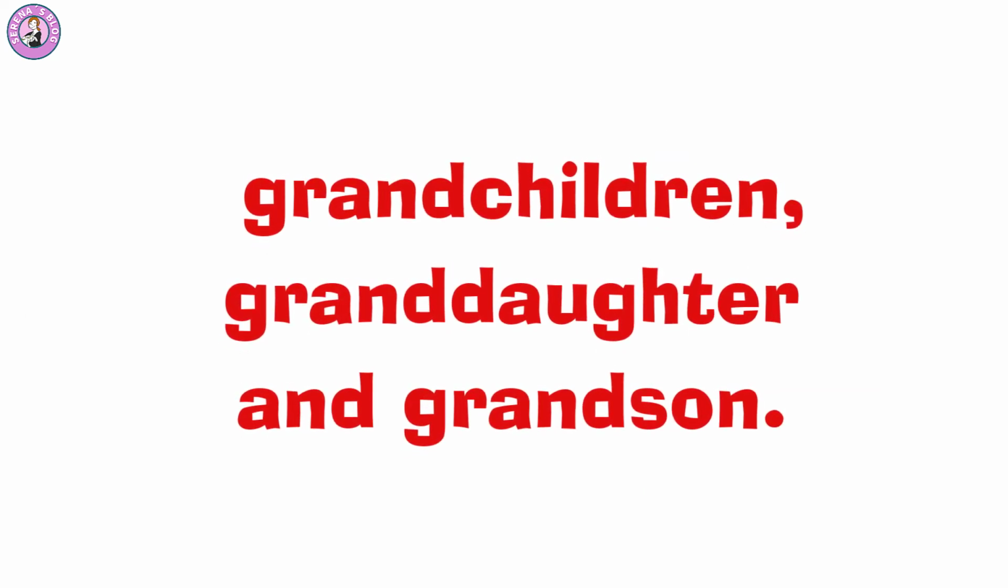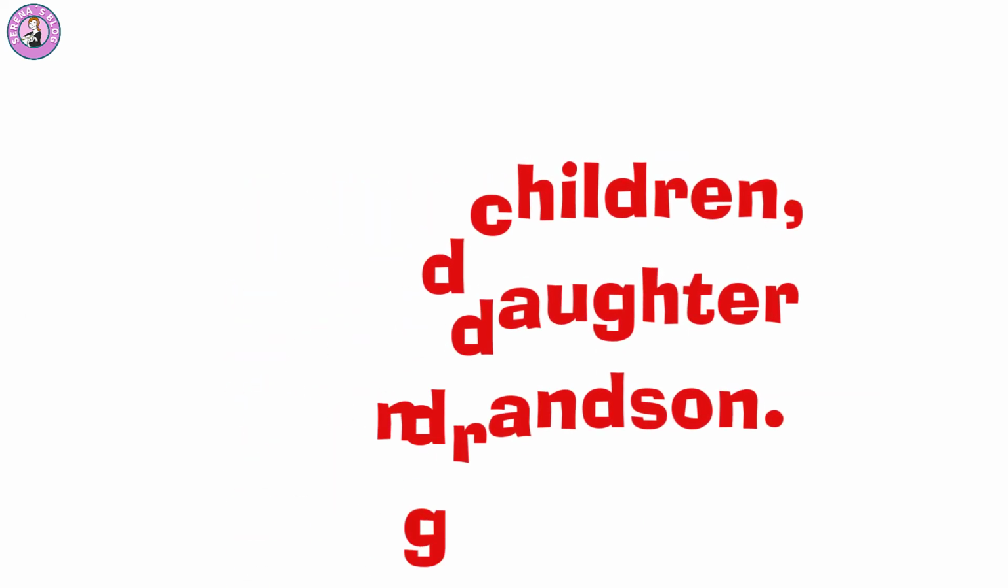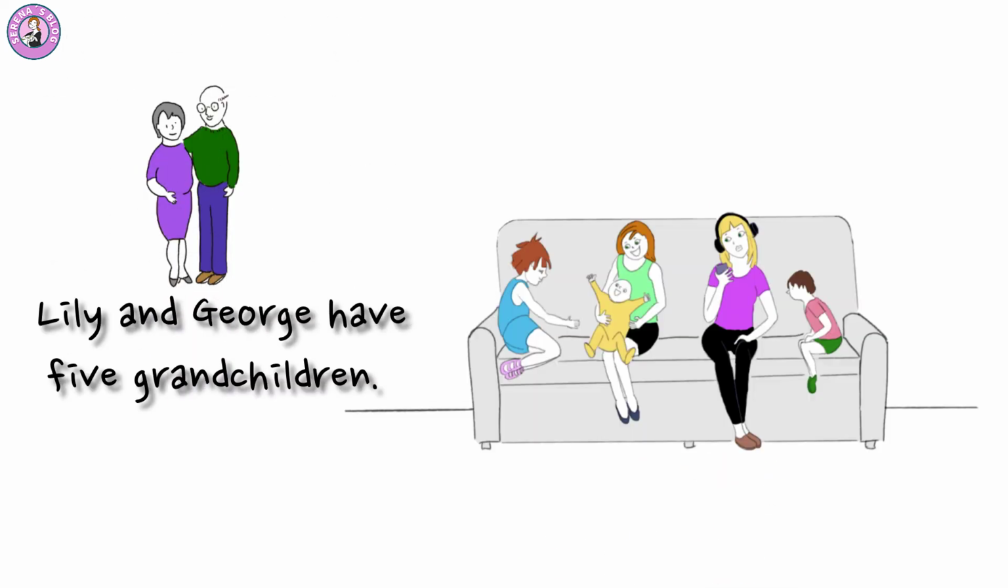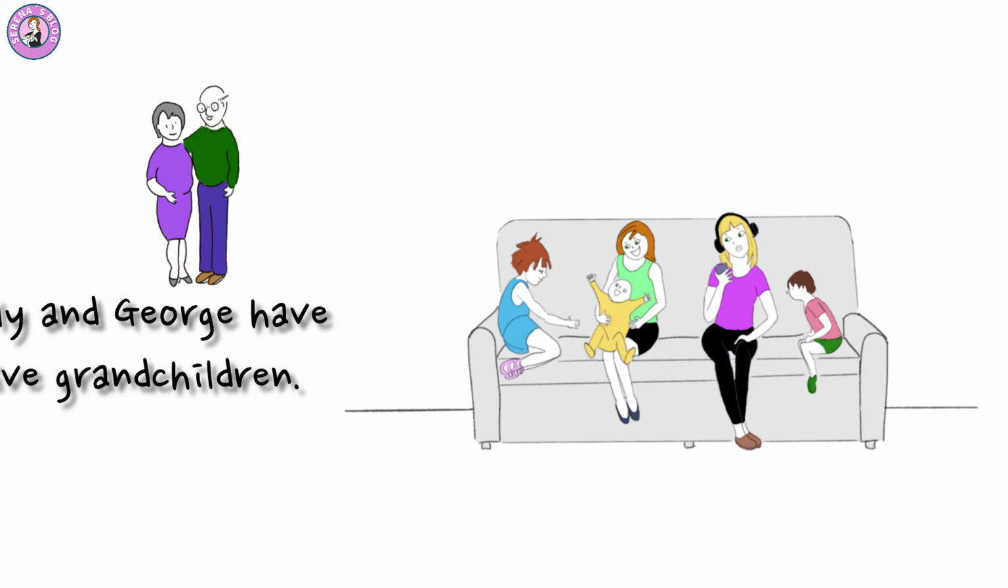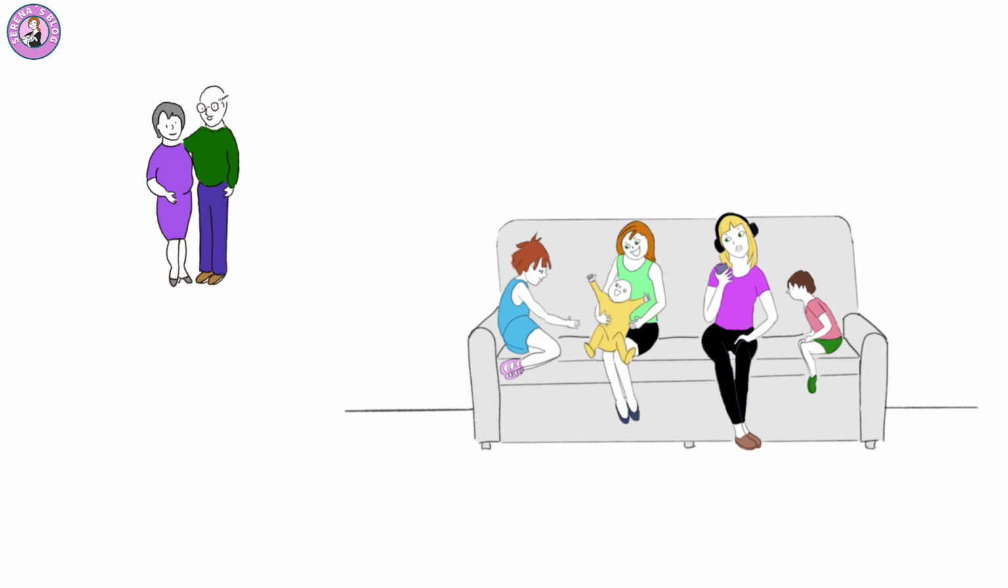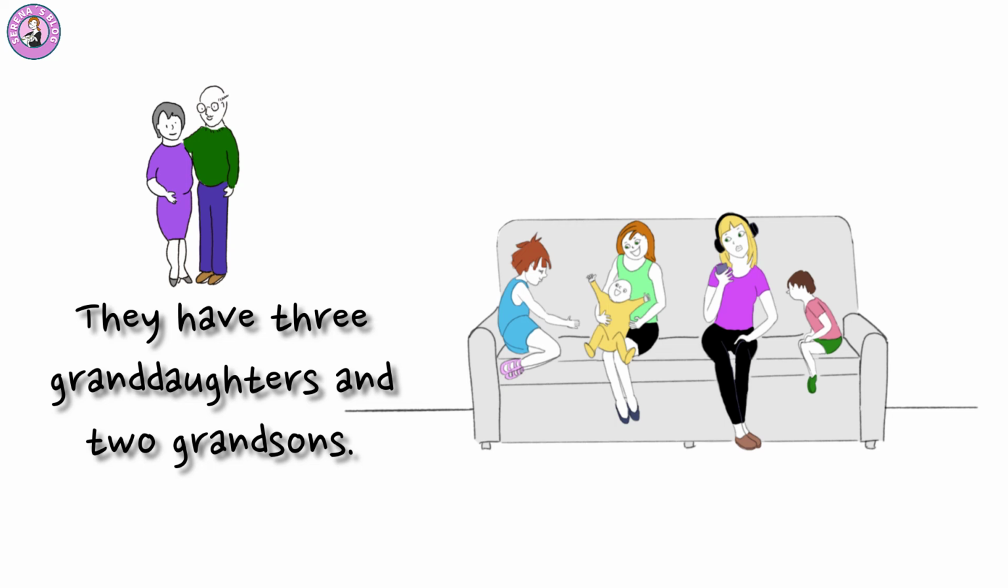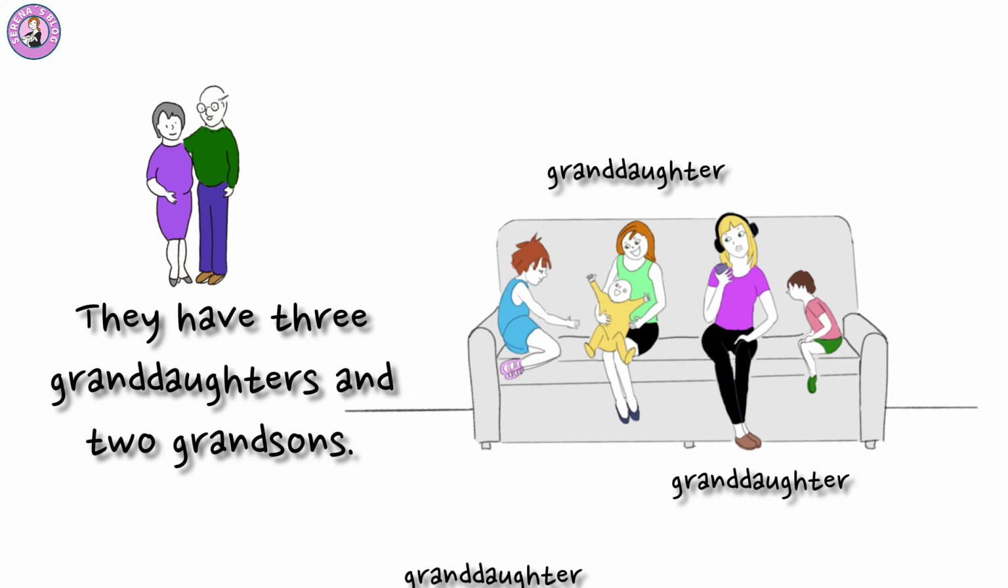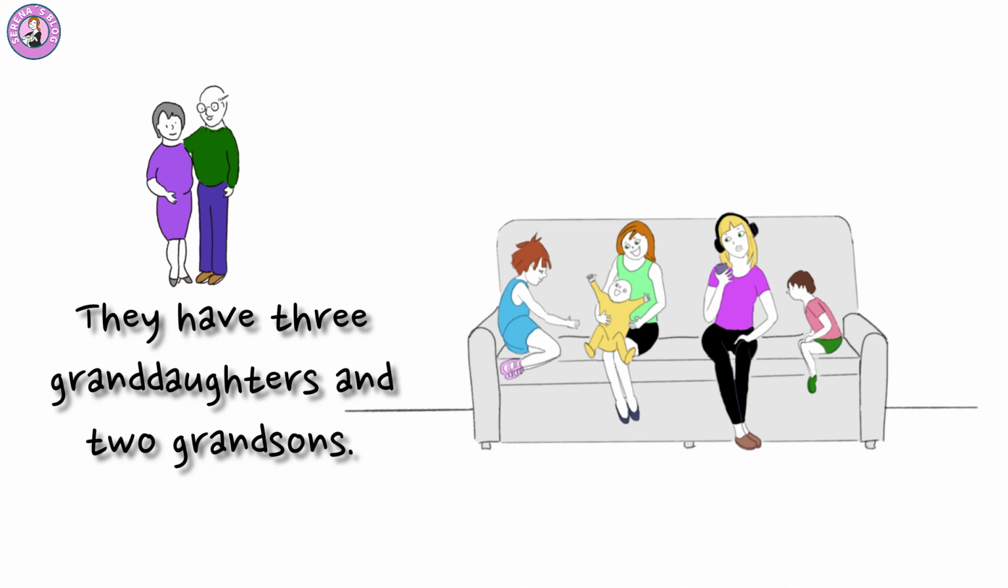Grandchildren, granddaughter and grandson. Lily and George have 5 grandchildren. They have 3 granddaughters and 2 grandsons. Granddaughter, granddaughter, granddaughter. Grandson and grandson.